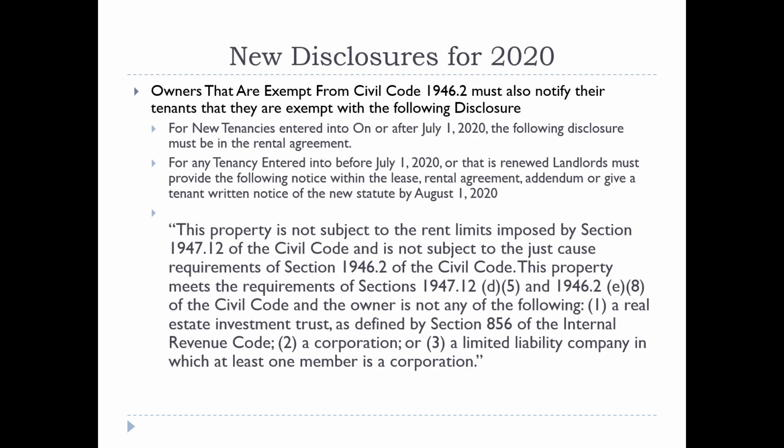Now, for owners that are exempt from 1946.2, you also have a disclosure requirement, and it's going to follow the same mechanics as disclosing to tenants that they are protected under the new statute. You have to say that you are exempt under the statute. So for new tenancies after July 1st of 2020, you've got to tell your tenants that, hey, your property is not subject to the rent limitations implied by 1947.12 and the eviction protections statute 1946.2 doesn't apply to you. And then for tenancies that were entered into before July 1st, 2020, you have until August 1st, 2020 to either give your tenants a written addendum in the renewal of the lease, or notice that, hey, the property is not subject to regulation as stated in the quotes below. Okay?